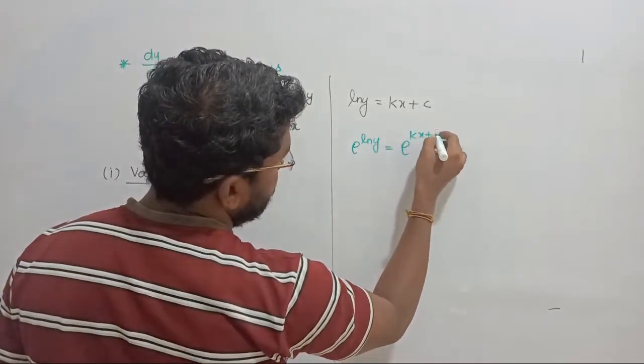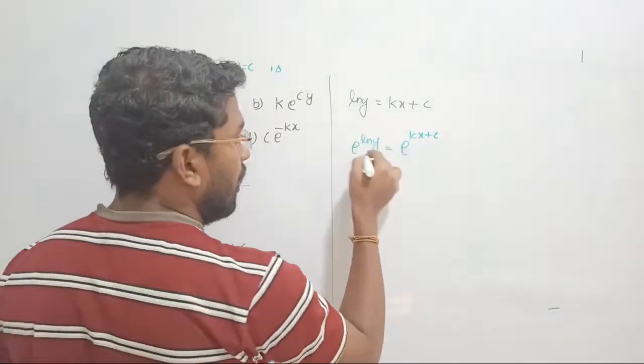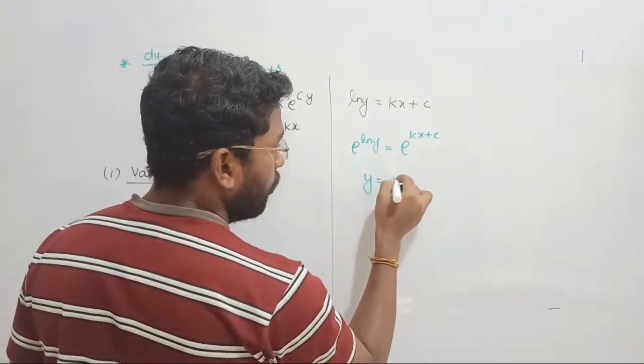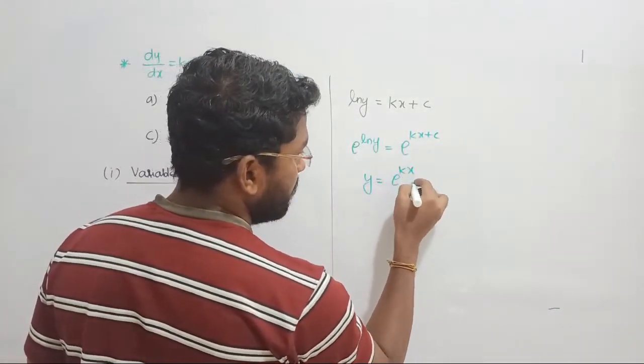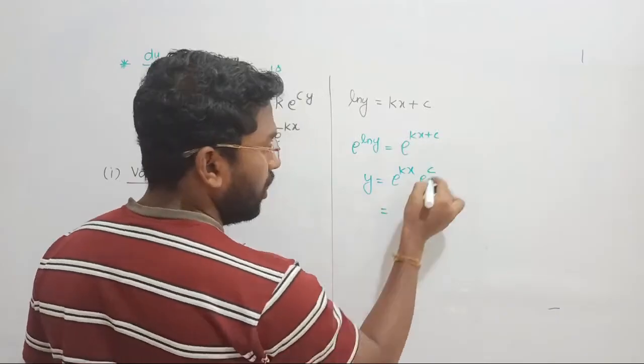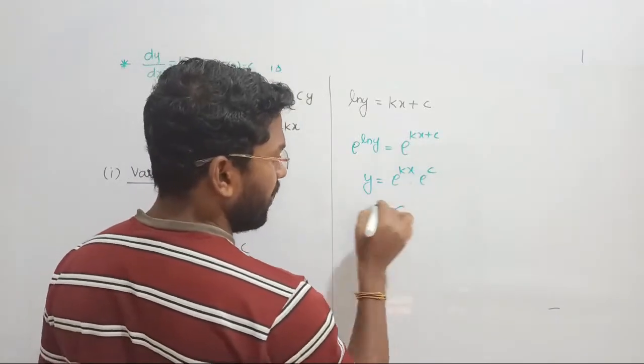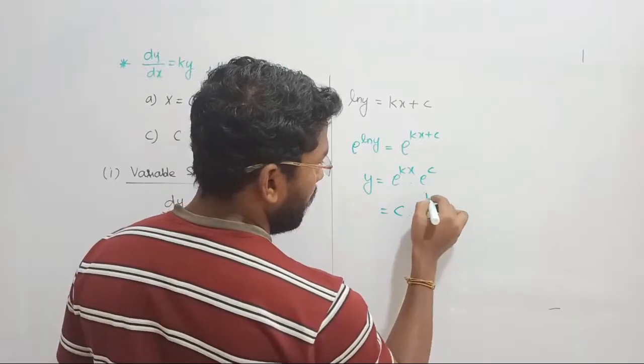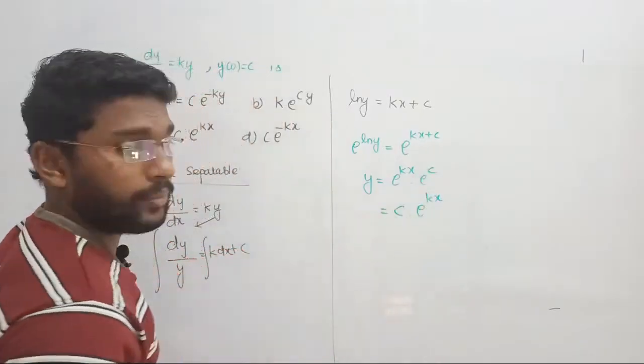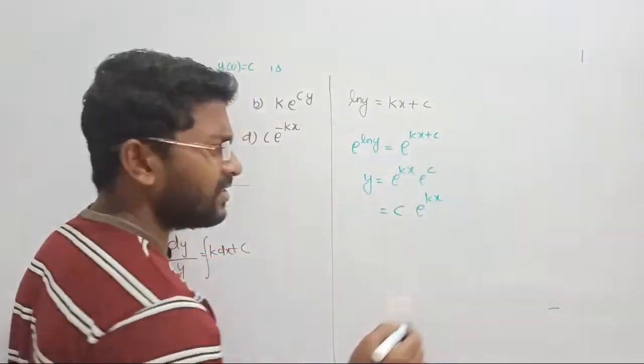Now e power ln y can be written as y, equal to e power kx dot e power c. I told you e power c is also a constant, we can treat it like this, right? C dot e power k times of x. Guys, these two are not the same, but I am treating it as a constant, and a constant is always a constant.